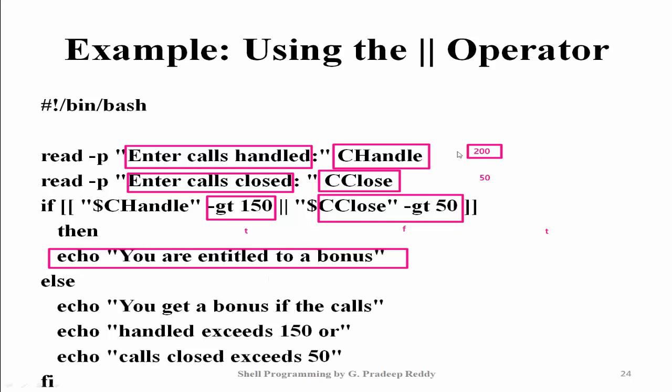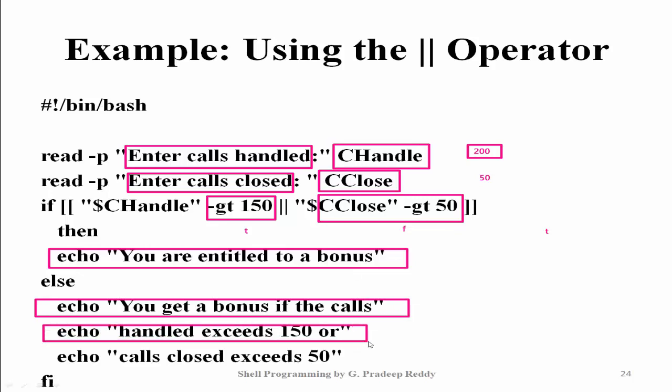Otherwise, if he has handled less than 200 and closed less than 50, then it is going to print the else message. So in the else message: you get a bonus if the calls you have handled exceed 150 or calls closed exceed 50. Otherwise the particular person will not get a bonus. It is ending with F5.